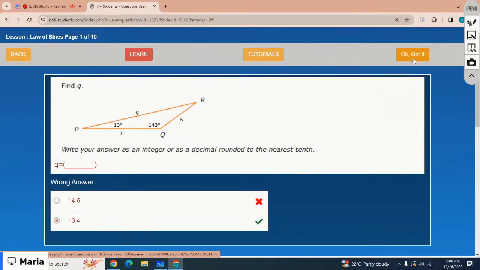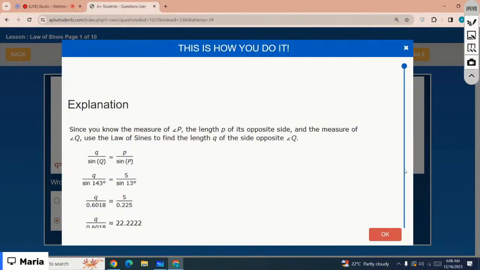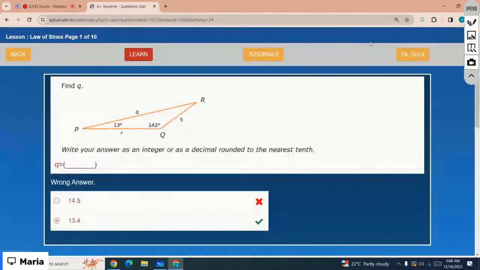The correct option is 13.4. But why? You can do the proper calculations using your proper calculator, because I'm using the calculator from my phone. Maybe there is something wrong with the values. So the correct option is 13.4. Let's move on to the next one.